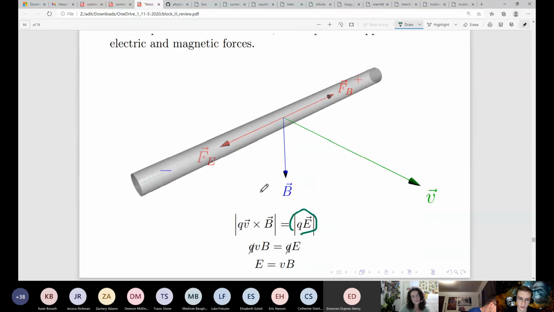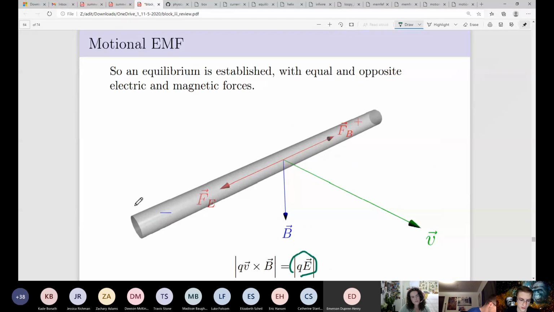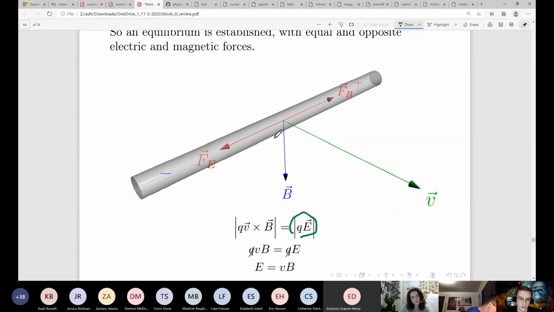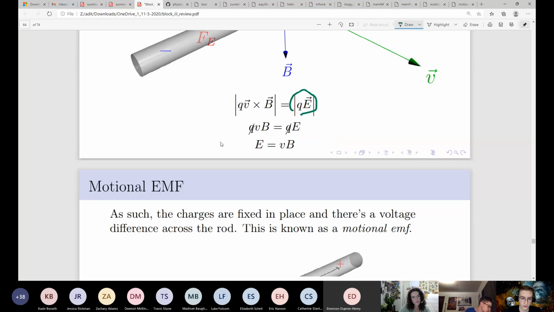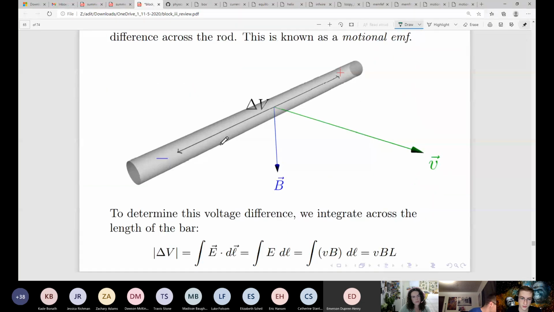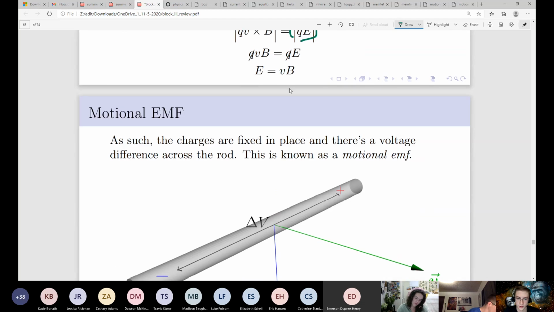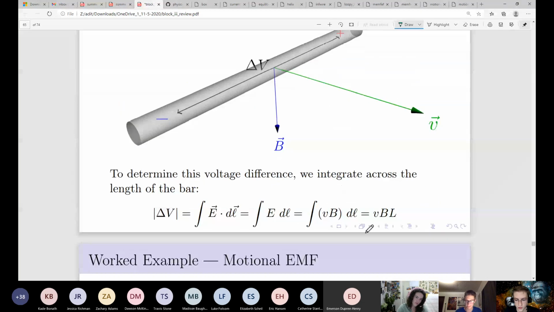When we have this electric field from the positive charges to the negative charges that are now fixed in their spot, because these two forces are in balance with each other, which means that nothing is going to move, what happens is that more than just an electric field, we actually get a potential difference between the ends of the rod. And we can calculate this potential difference by integrating the E field along the rod. The E field we already argued is V times B, so that integral comes out to VBL.